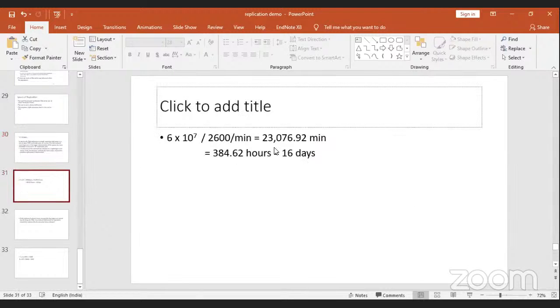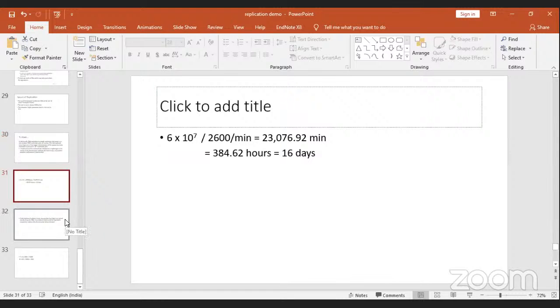Okay, 8 days. You said you first started with 2600 nucleotides per minute. If you first divide 6 into 10 power 7, the length of the chromosome, by the given speed per minute, you will get this many minutes, and this will be somewhat easier in handling the data. Okay, ma'am. You can go by this method also.